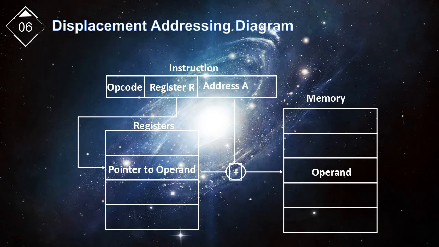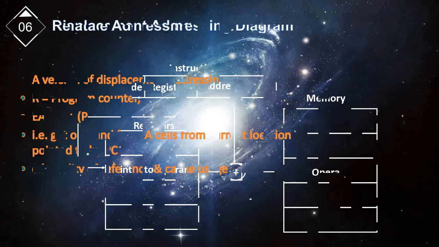Here you can see the displacement addressing mode diagram. In the instruction we have three parts: opcode, register and address. The register holds the address of the operand, and the address field holds the memory address of the operand. By adding these two, you get the effective address.